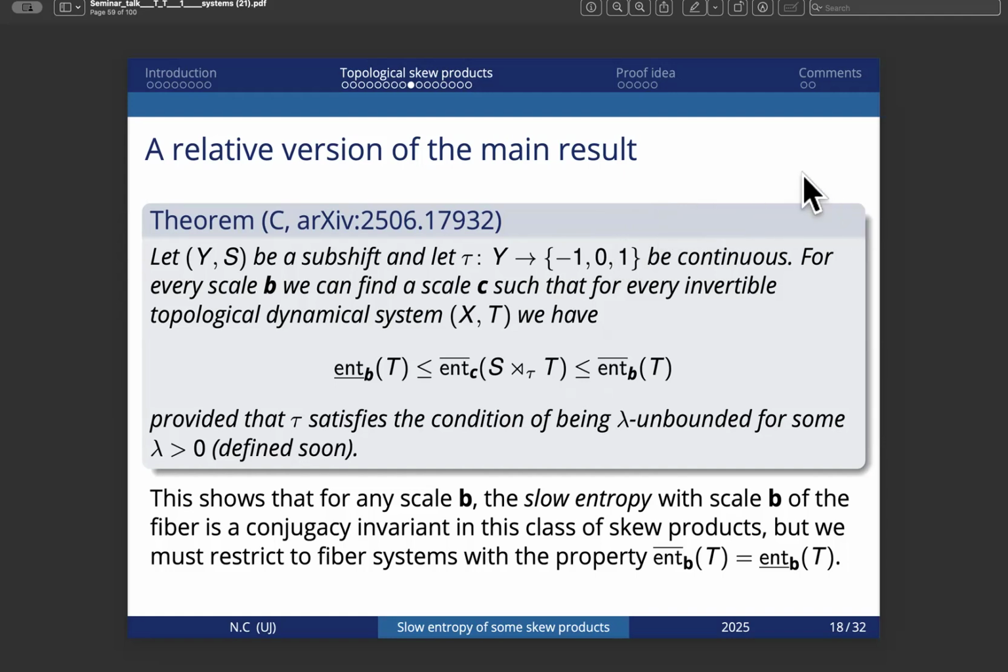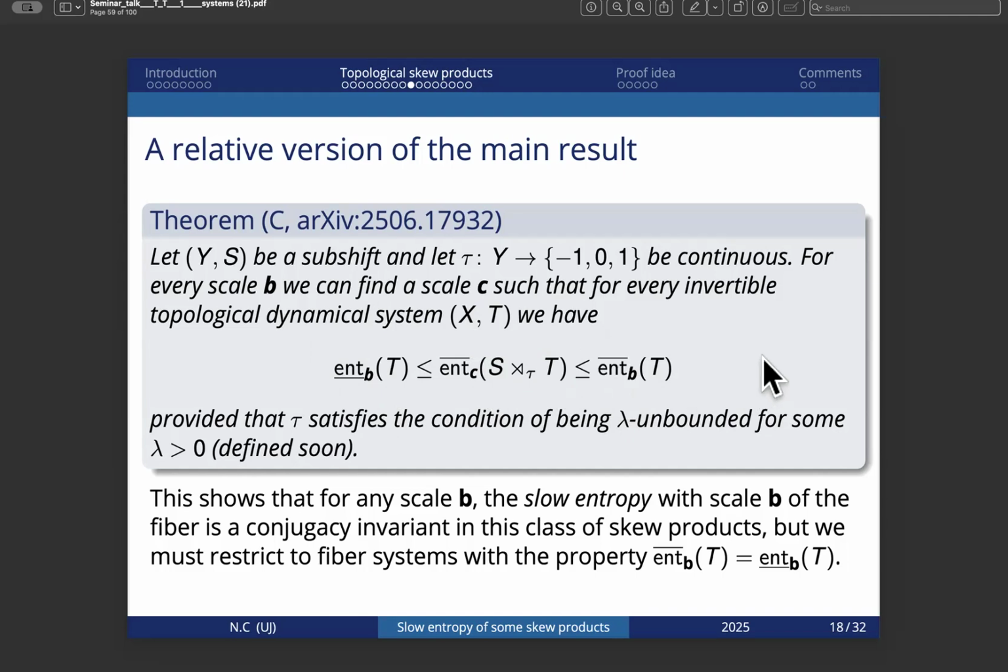In this case, we can prove that for any scale B that you choose first, there is another scale C that depends on B and also on Y and the cocycle, with the property that if you take any topological system T and you look at this skew product and you compute that slow entropy with scale C, you get something which is between the upper and lower entropies of T with scale B. These two may not be equal, but if they happen to be equal, if the upper slow entropy coincides with the lower slow entropy, then these three things are equal.